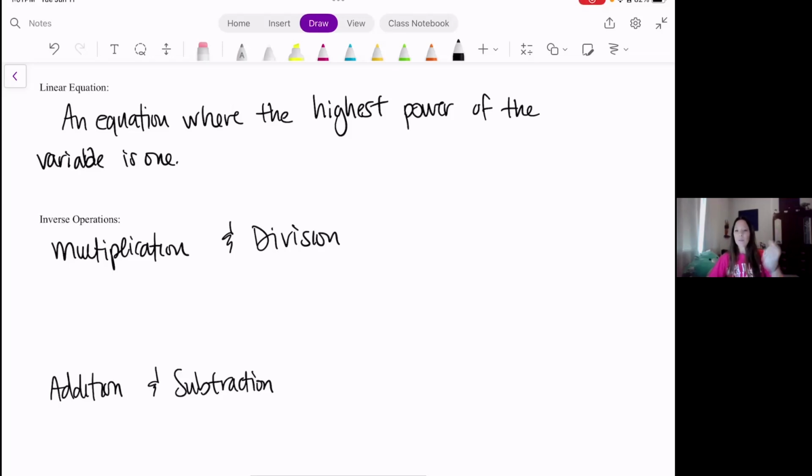If x is being multiplied in the equation, you need to divide to get to a single x. If you're adding something to x, you need to subtract something to get x by itself. So your goal is to isolate the variable and have just a single variable on one side and have the number on the other side.